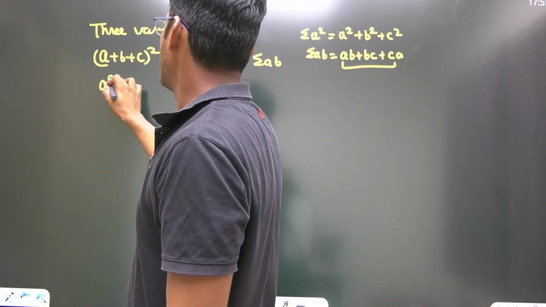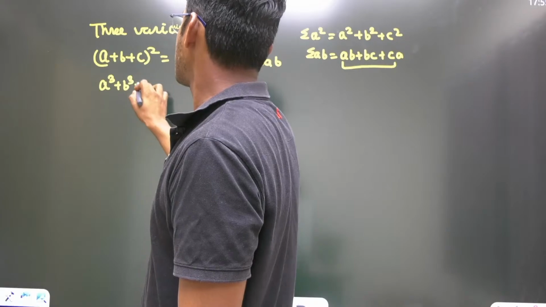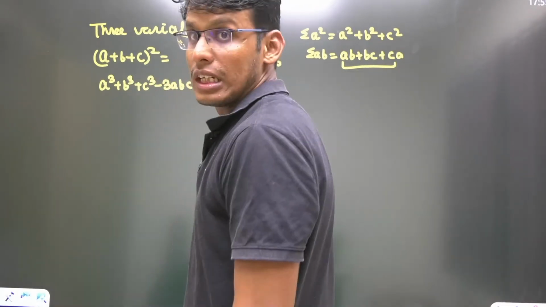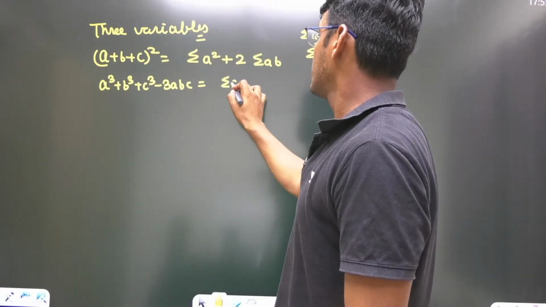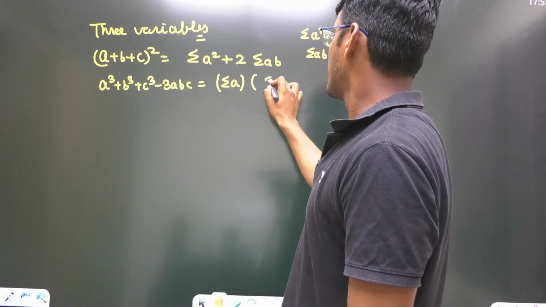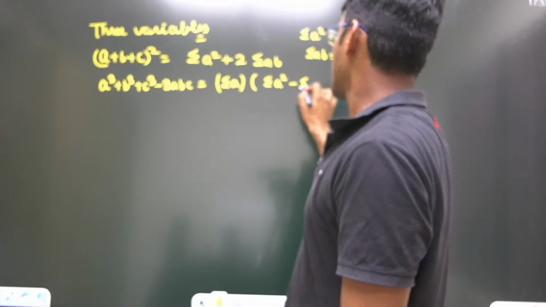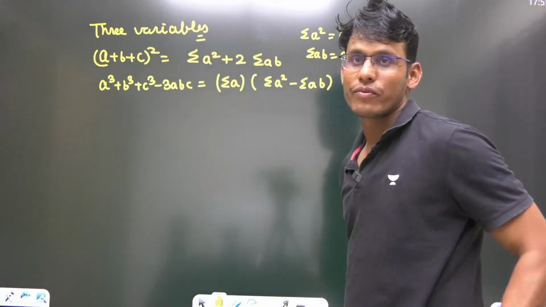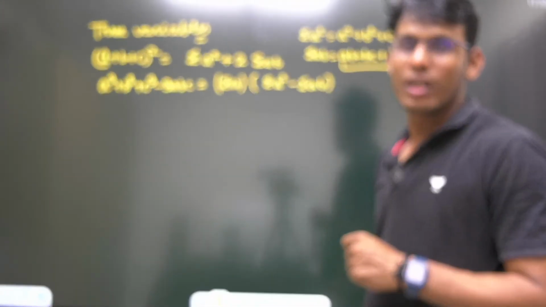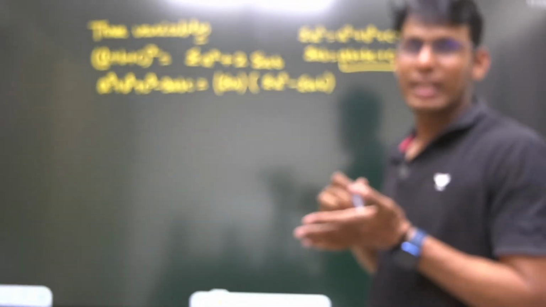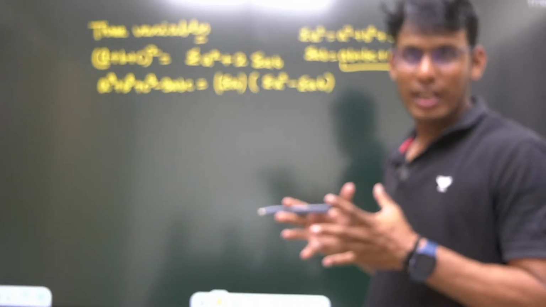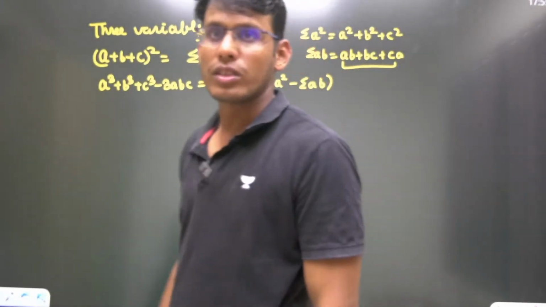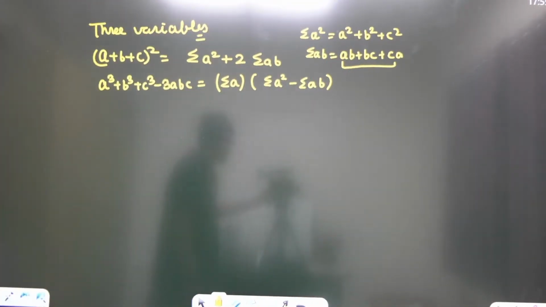A cube plus B cube plus C cube minus 3ABC. This is sigma A square minus sigma AB. I like this because it is very short. It saves our ink. Although this is digital ink, you must be writing with ink which is tangible, maybe some ballpoint pen or something of that sort.